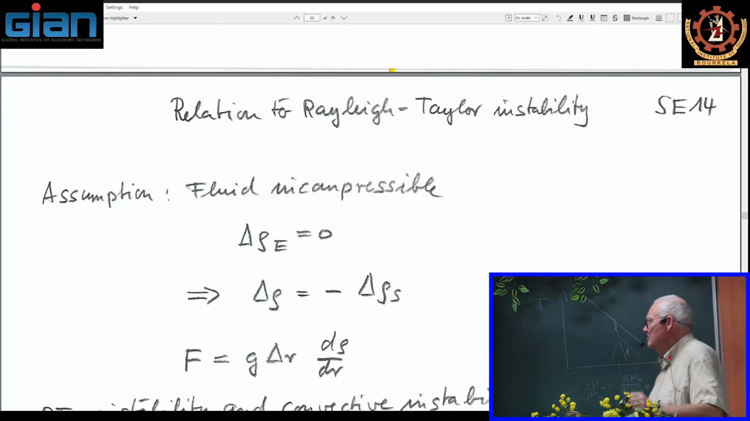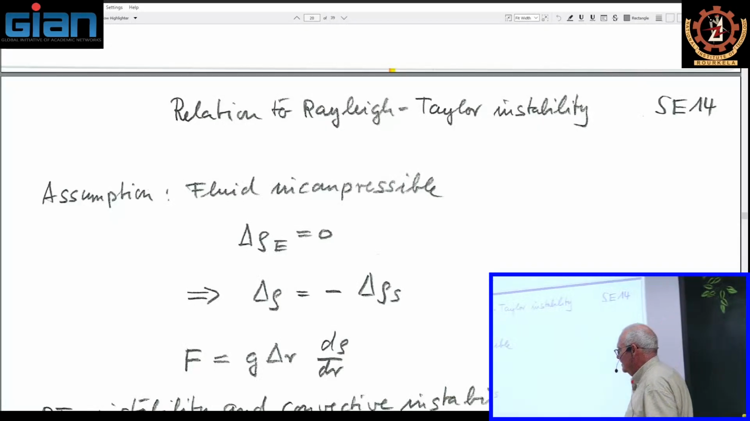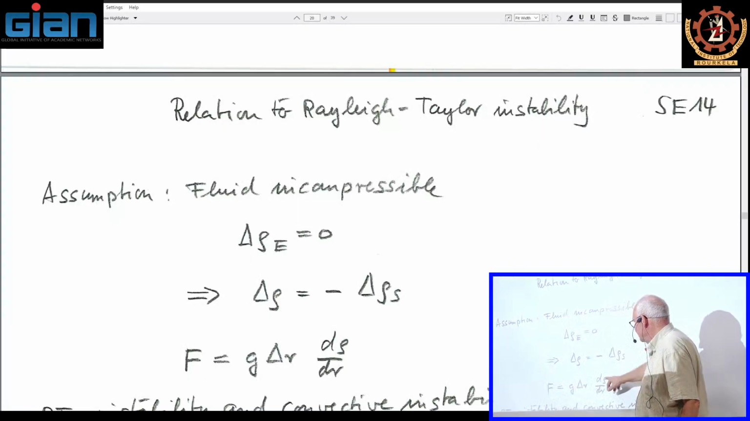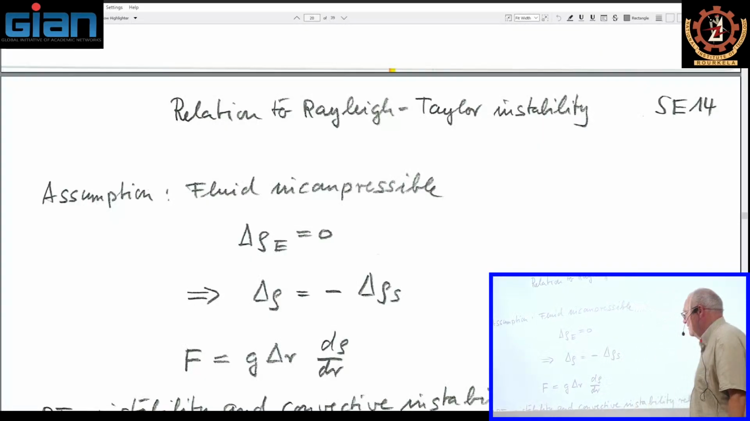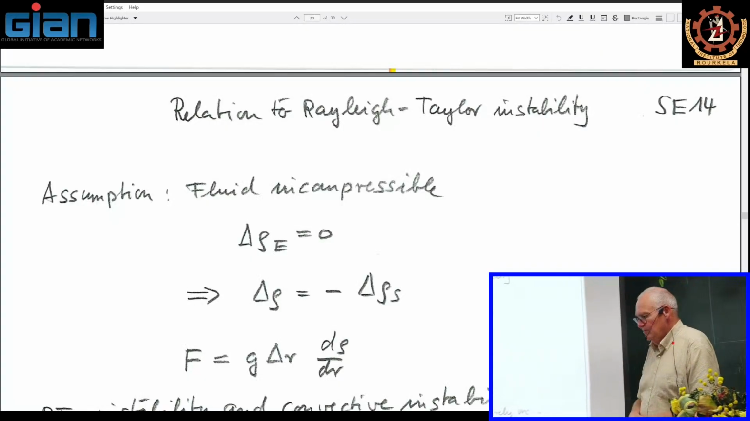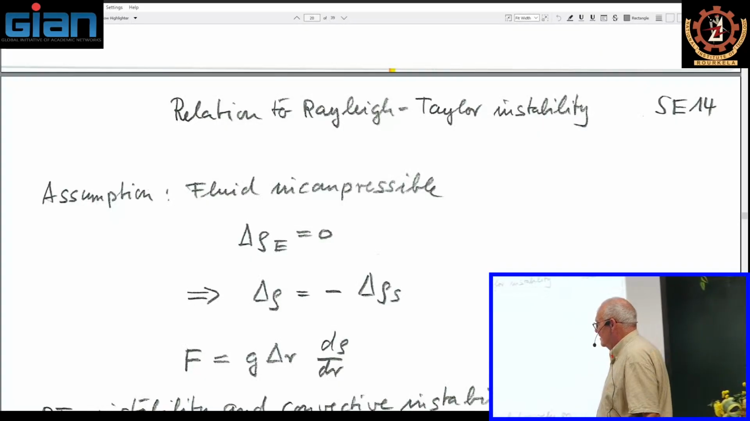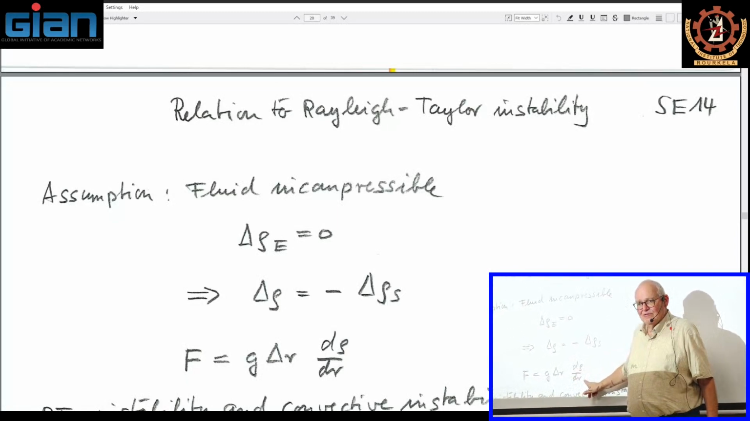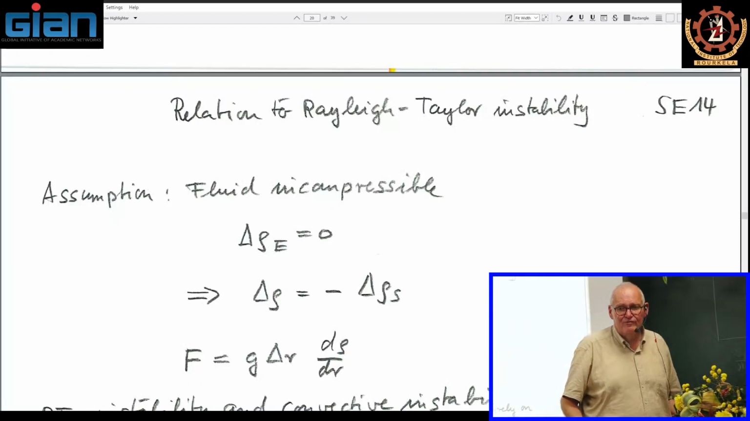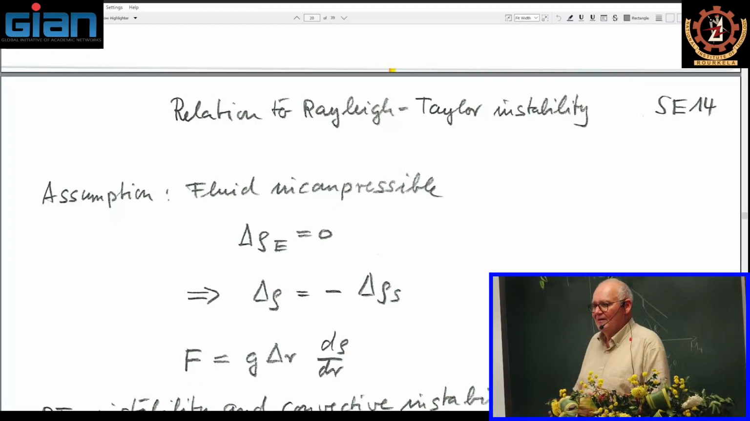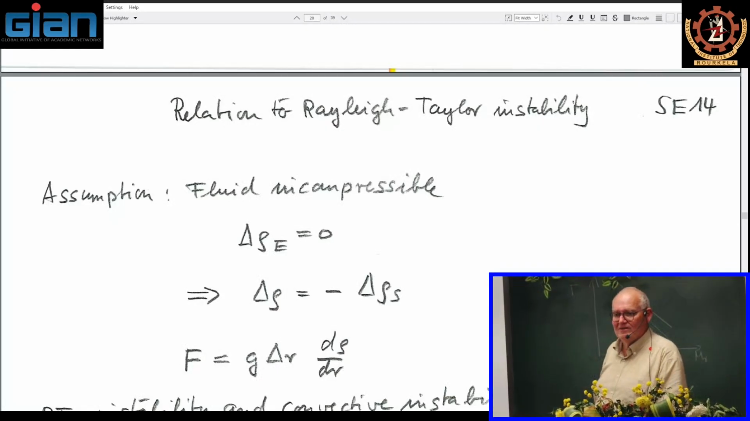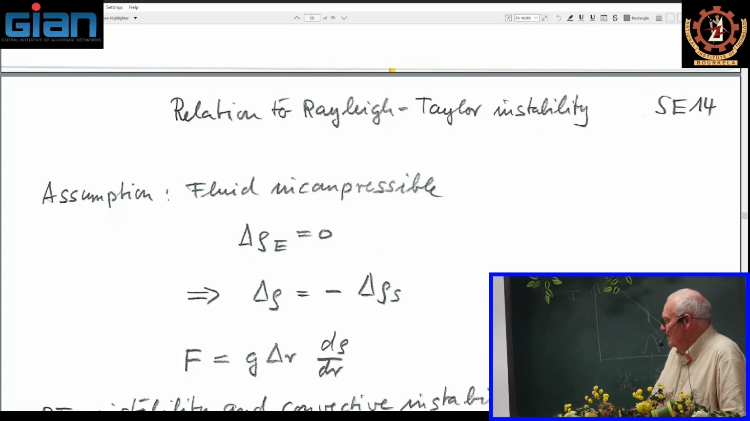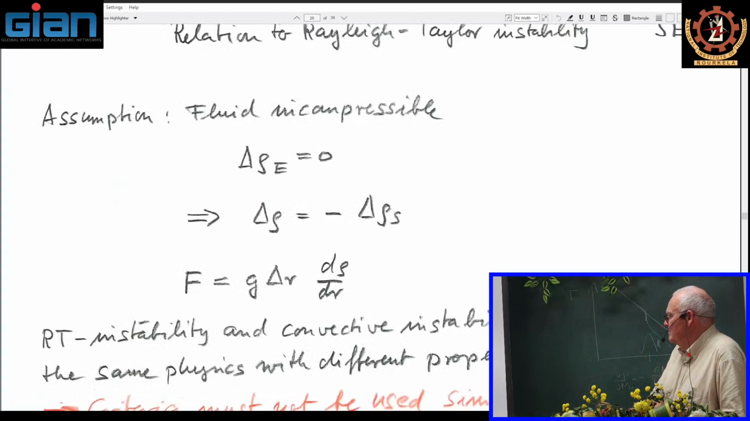Well, then the stability criterion, or the buoyancy force, is given by g times delta r times d rho by dr, which is simply the change of density of the element. That means the instability is controlled only by the gradient of density, and that's what we observe. If the density decreases upwards, it's stable. If it increases, it's unstable. So the sign of the density gradient is responsible for this instability.